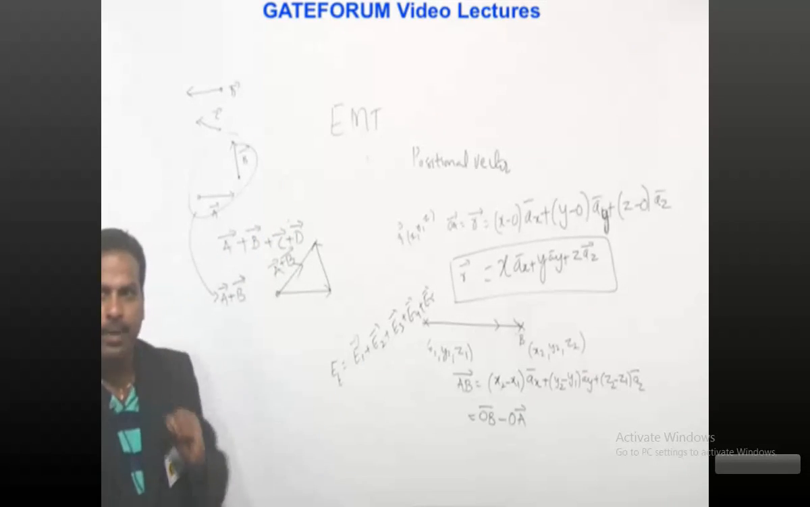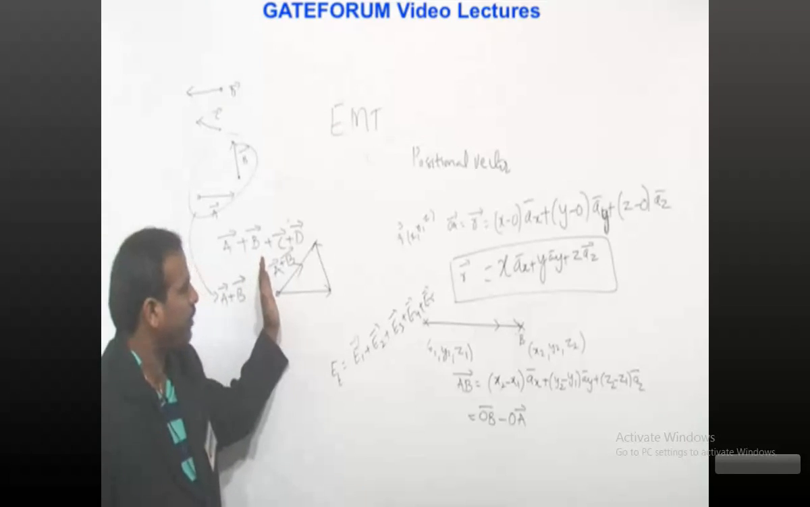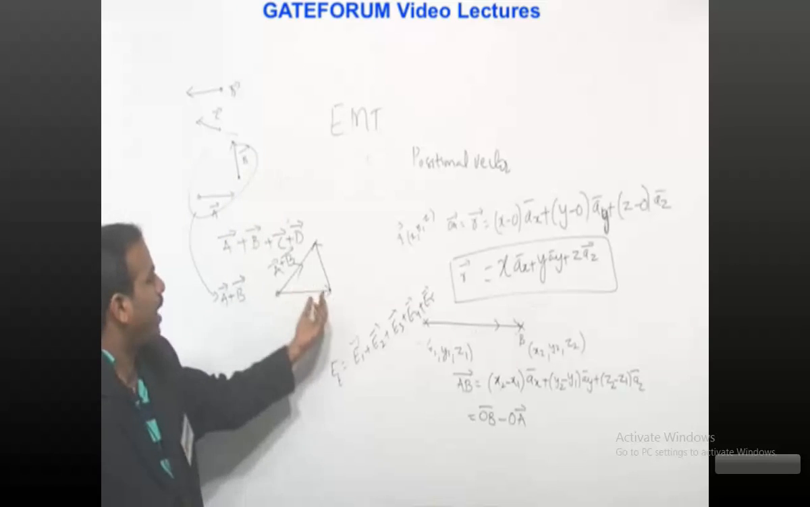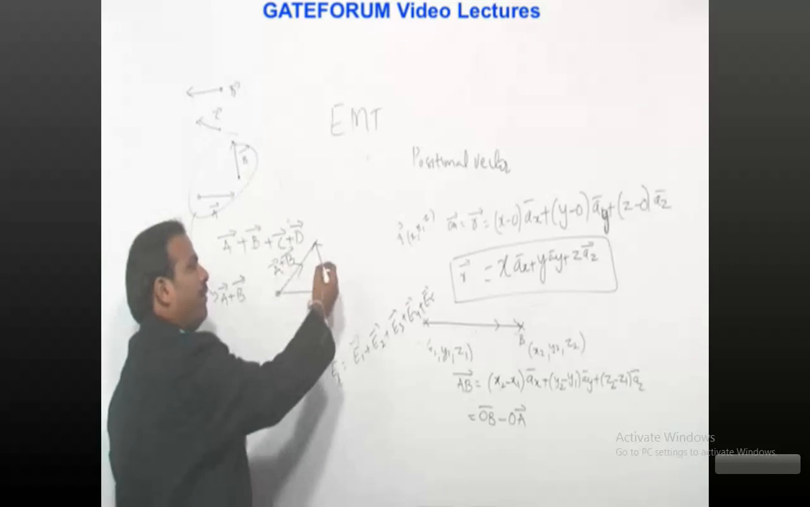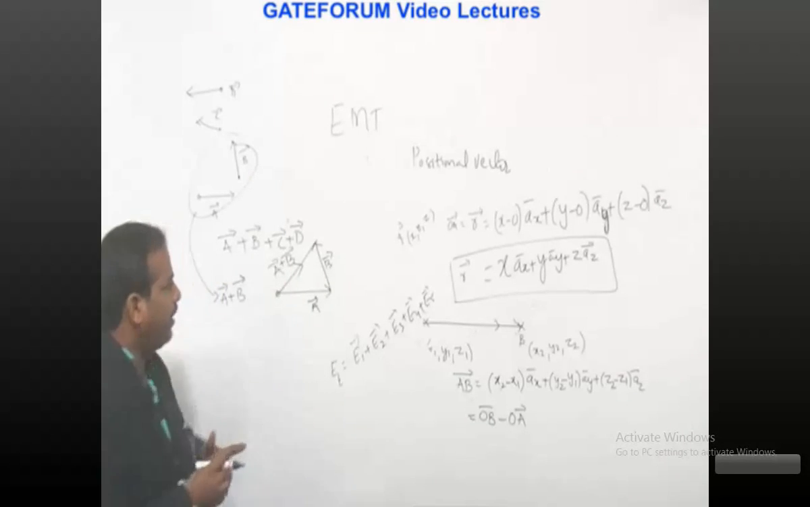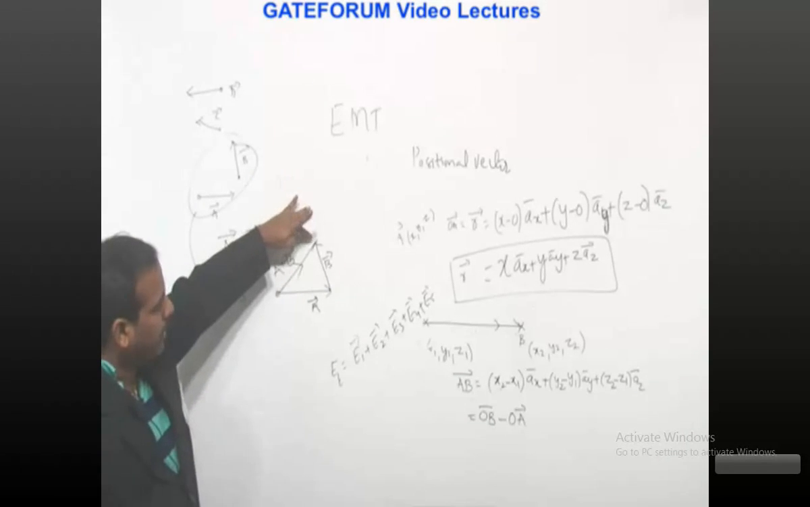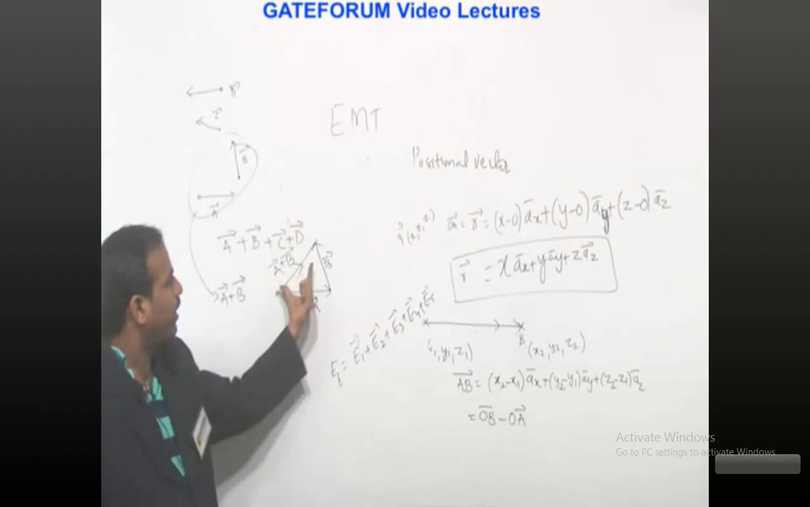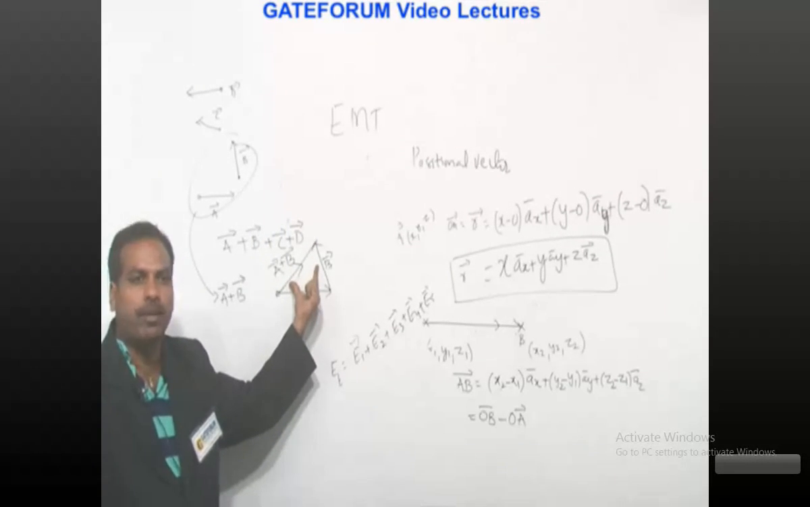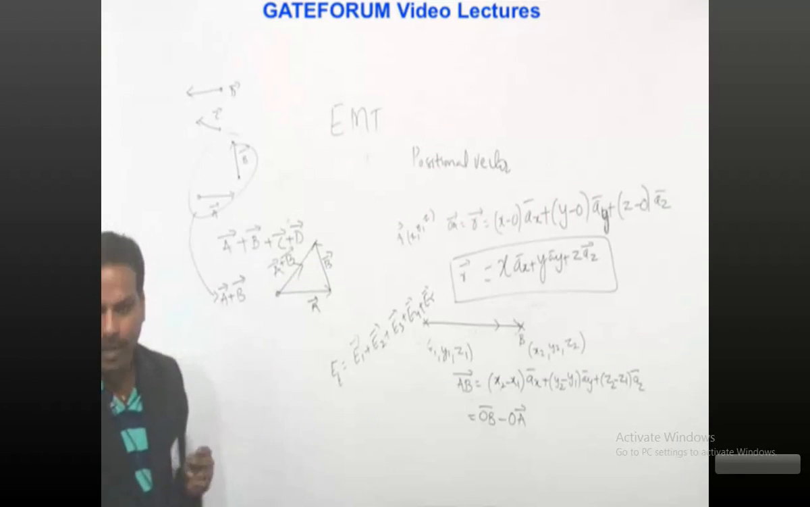Once again, I'm concluding: in order to perform the addition of two vectors, take one vector, move it parallel to itself to the tip of the other vector, then join the starting and ending points, and you will get the sum of the two vectors, nothing but A bar plus B bar.